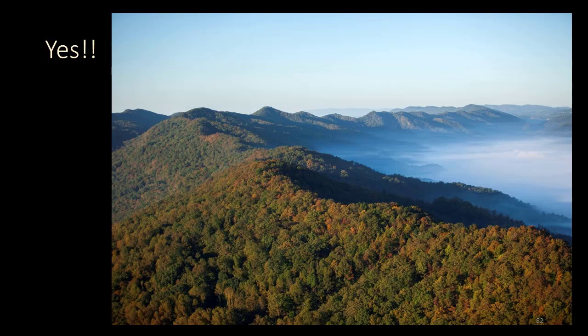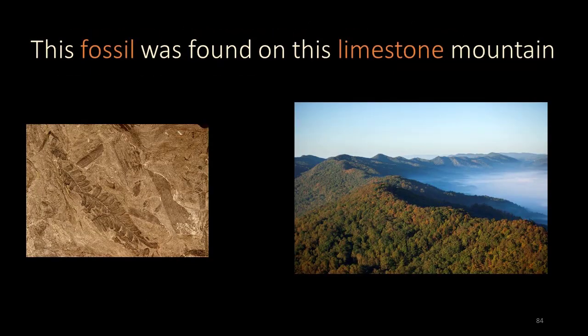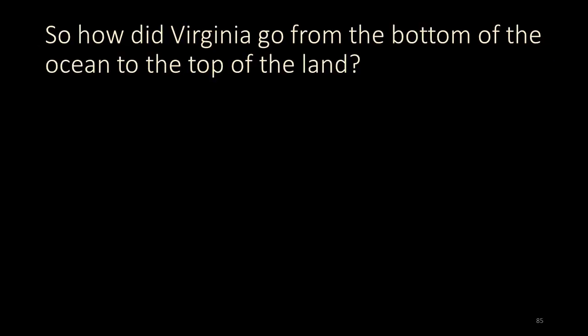Yes. The entire mountain range was under the ocean at one time. The sedimentary rocks of Virginia have footprints of old sea life in them called fossils. This fossil was found on this limestone mountain. So how did Virginia go from the bottom of the ocean to the top of the land?